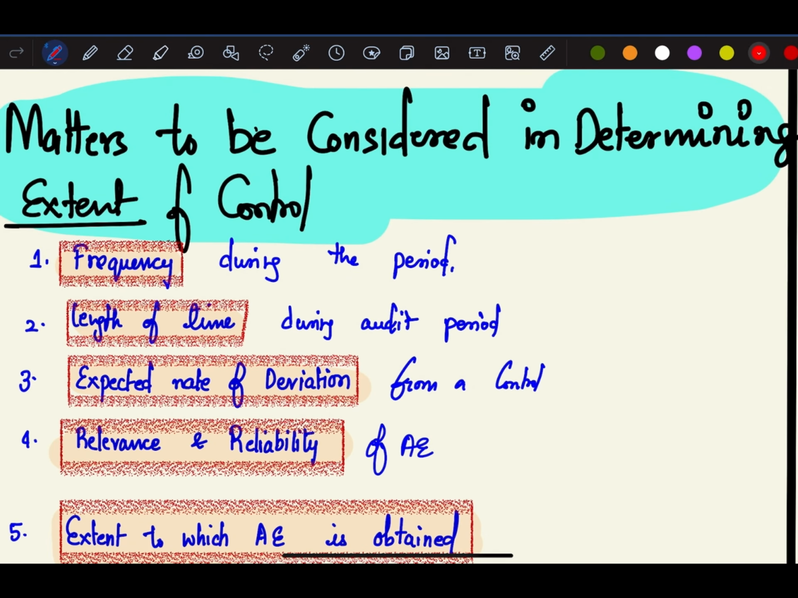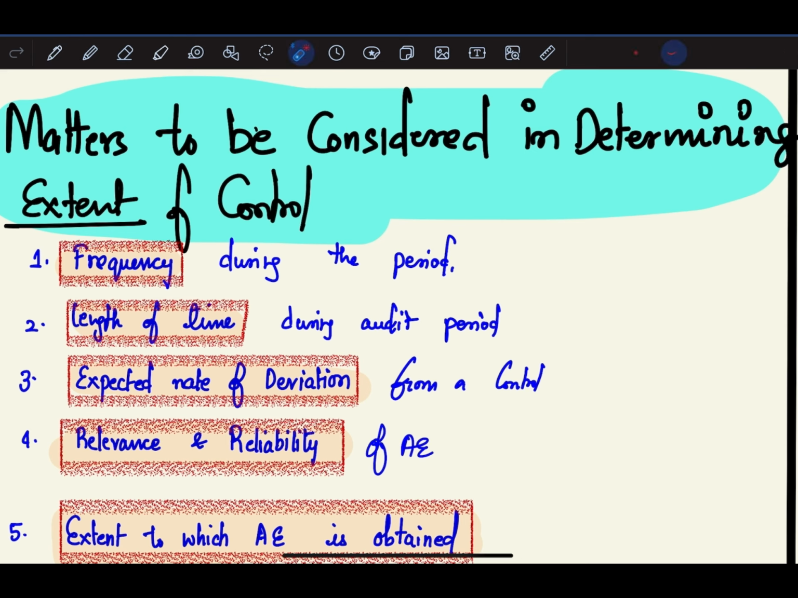Next, we have matters to be considered in determining the extent of control. So what are the matters which you need to consider while determining your extent of control? What is the extent of control? While determining that, what are the matters which you need to consider? The first point is frequency during the period.